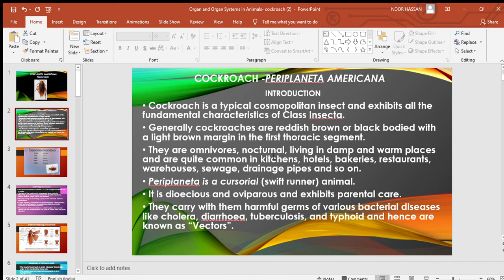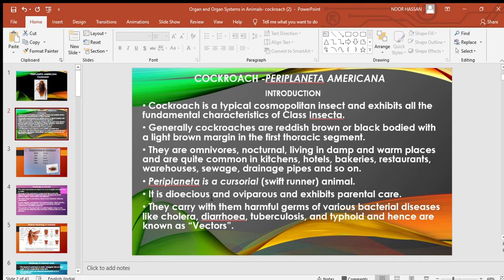So mostly they occupy kitchens, hotels, bakeries, restaurants, warehouses, sewage, drainage pipes, and so on. So very common in all these places. Periplaneta is a cursorial animal. Cursorial refers to swift runner. They can run fast, and it is dioecious.